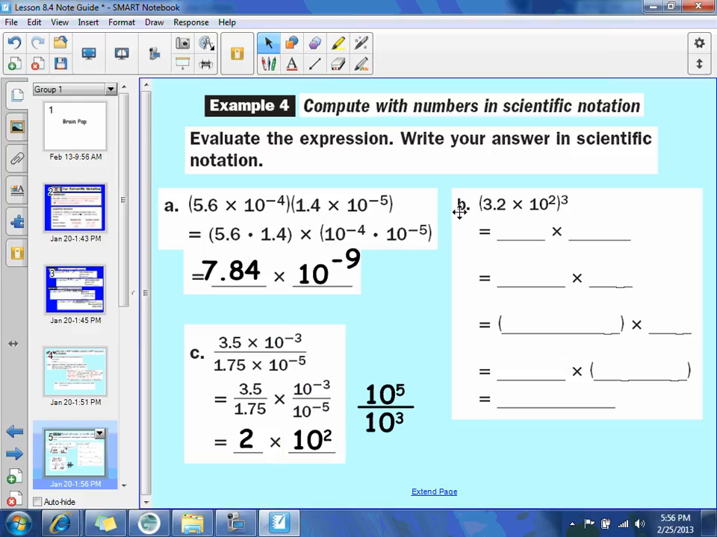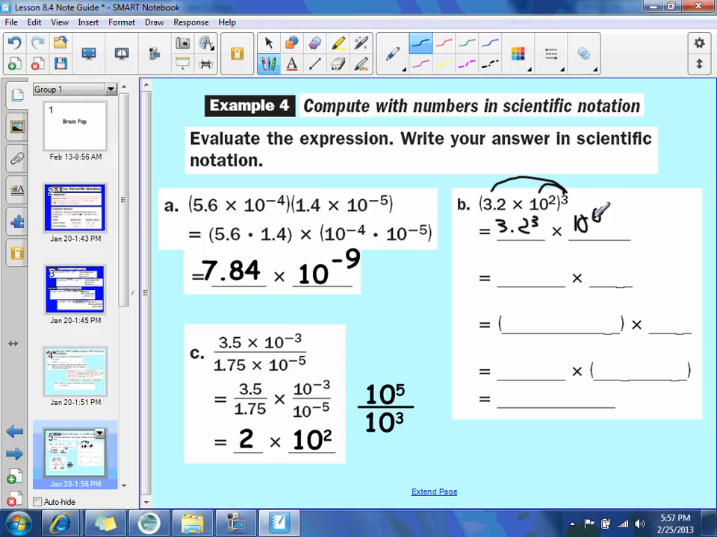Now, letter B is an interesting one. You have 3.2 times 10 to the 2nd power, all to the 3rd power. We are going to, like we've done before, distribute this power out. So I'm going to take 3.2 to the third power, and 10 to the second power to the third power. Remember, power to a power, we multiply.